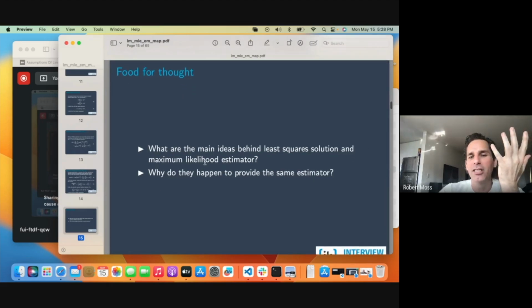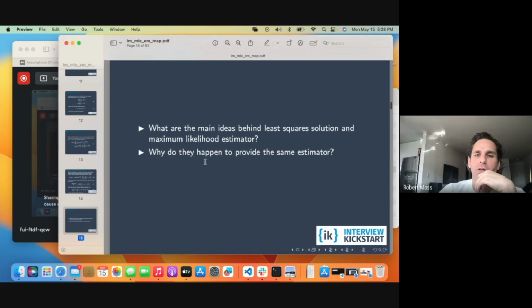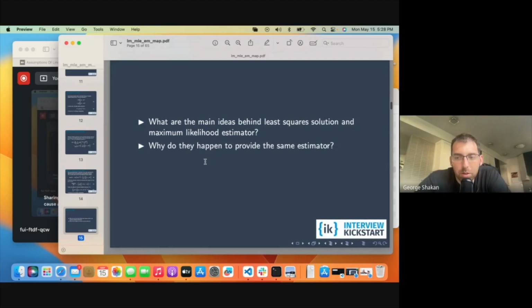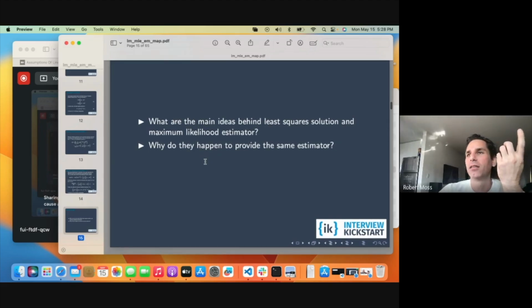So what are the main ideas behind the least squares solution and maximum likelihood? It's that we need to minimize the residuals. Well, minimizing the residuals doesn't make sense by itself. Sorry, minimizing the sum of the squares of the residuals.